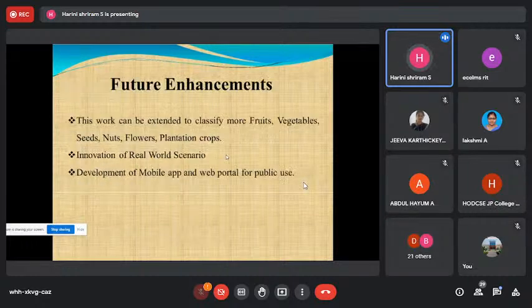These are future enhancements. This work can be extended to classify more fruits, vegetables, seeds, and nuts, etc. This can be implemented in a real-time scenario. And then a mobile app can be developed that will be given to a farmer and then to a retail, normal human being, whoever.